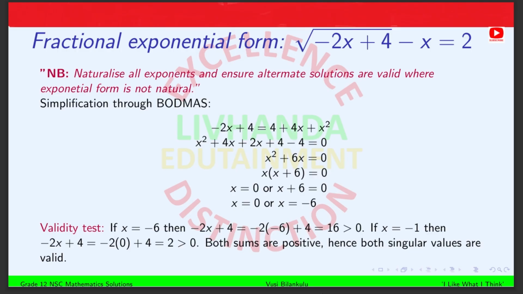For x equals negative 6, the test function equals 16. That is, the test function is positive. Therefore, x equals negative 6 is a valid solution. For x equals 0, the test function equals 4. That is, the test function is positive. Therefore, x equals 0 is a valid solution.